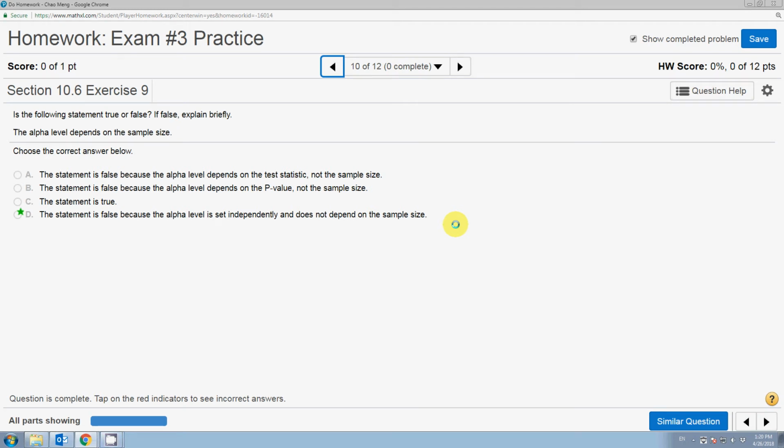Question number 10. In question number 10, it says the alpha level depends on the sample size. And the statement is false because the alpha level, or significance level, is a threshold that we decide. It does not depend on the sample size, but the p-value depends on the sample size.